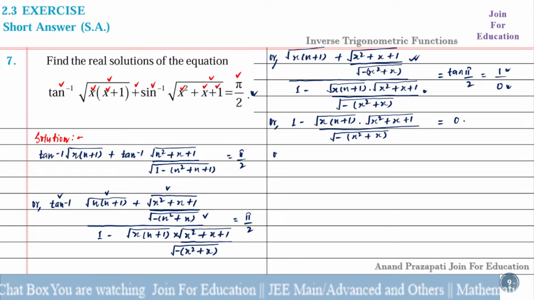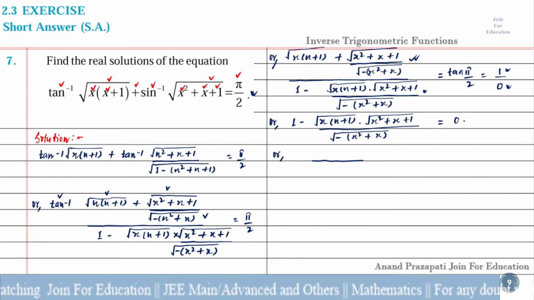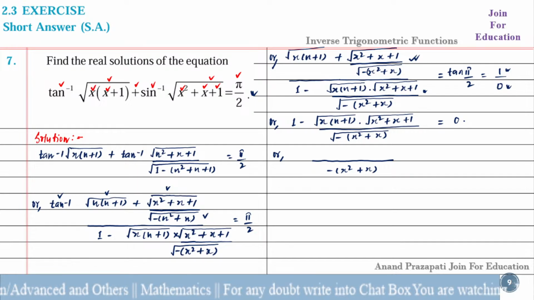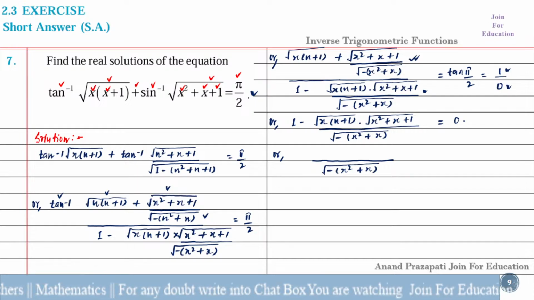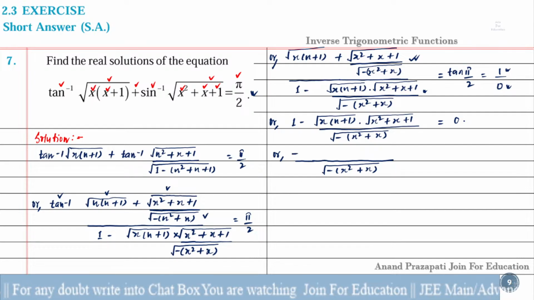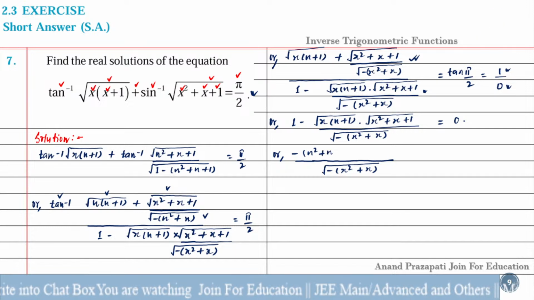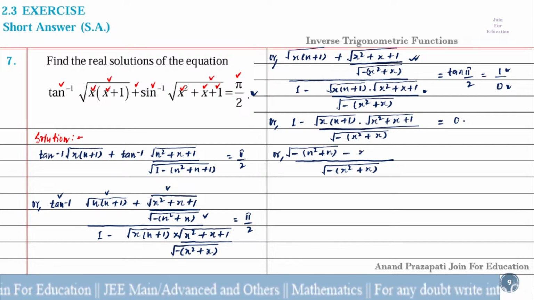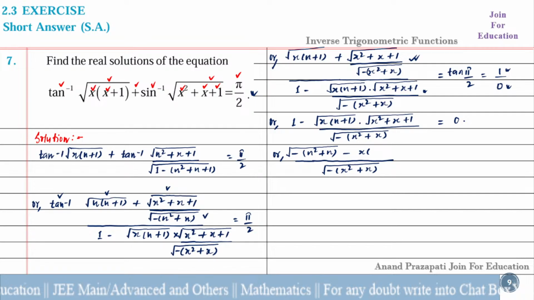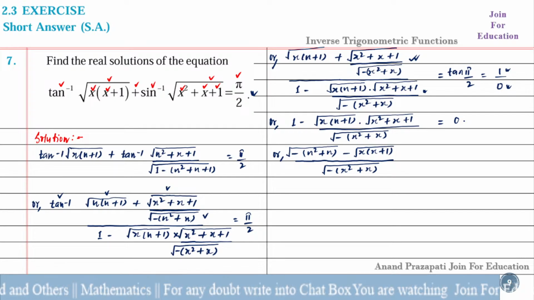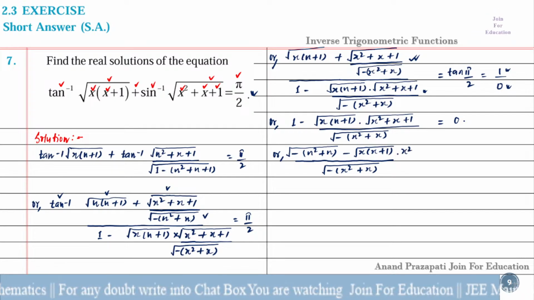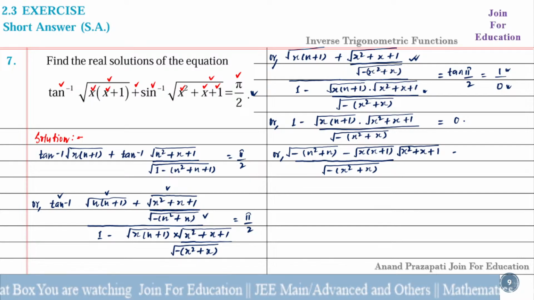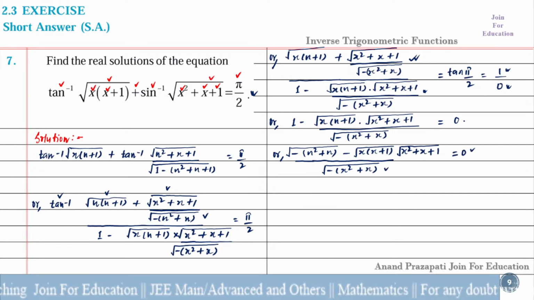So here we take the LCM, then we get minus (x square plus x) over root, and here will be minus (x square plus x) over root, and we write down here minus x into (x plus 1) over root into we write down here (x square plus x plus 1) over root equal to 0. So this one multiplied by 0, then we get 0.